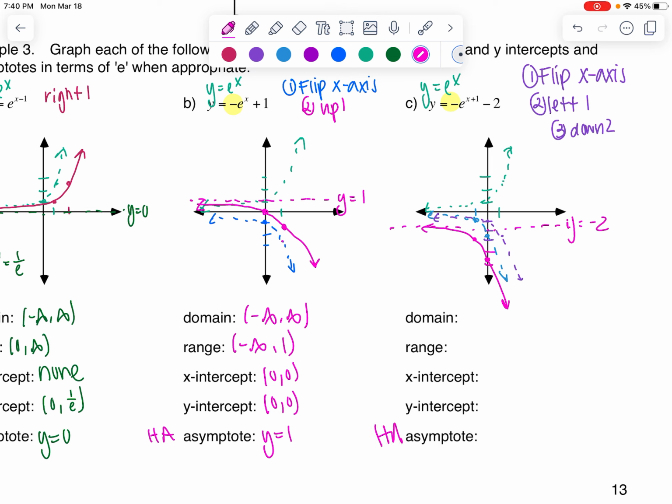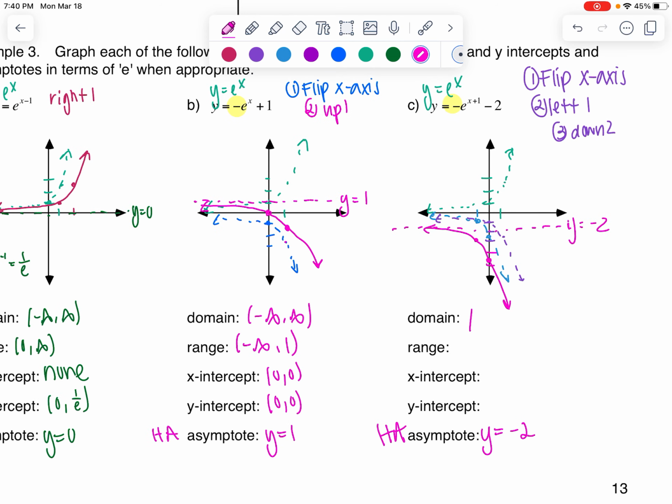Golly gee, pen, do not die on me now. Final stretch. Okay, so we have the horizontal asymptote at y equals negative 2. We have a domain of negative infinity to infinity. Our range is now going from negative infinity to negative 2.